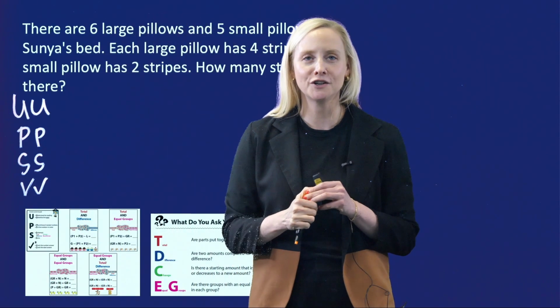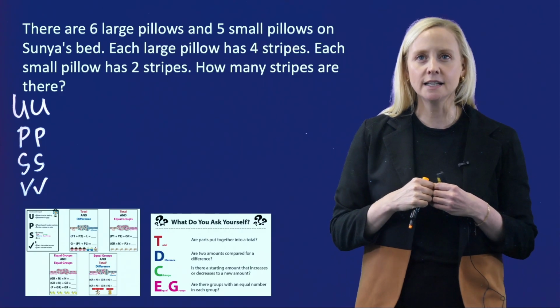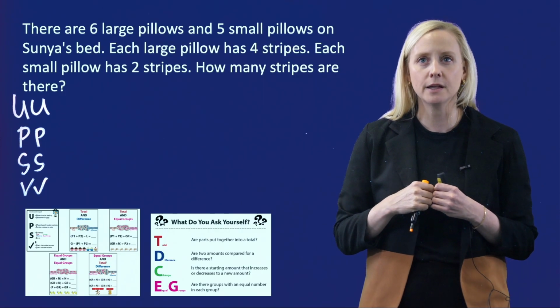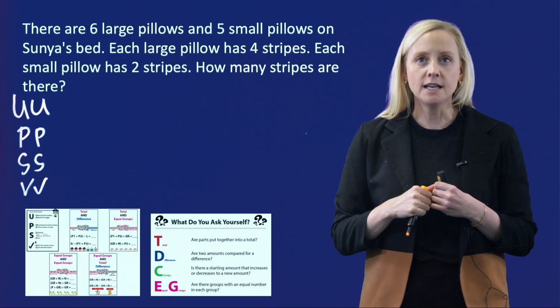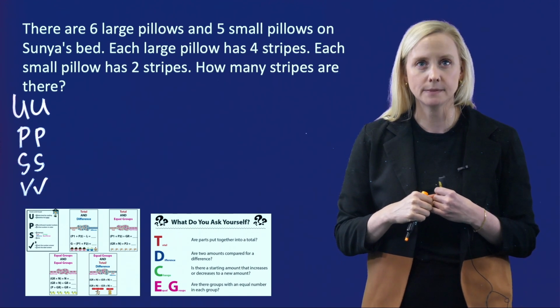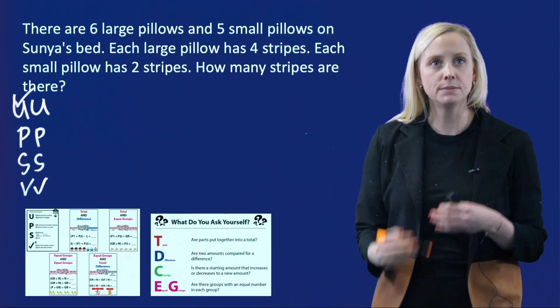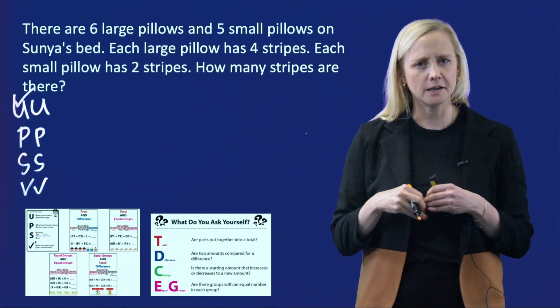The U stands for understand by reading, so I'm going to go ahead and read our problem. This says there are 6 large pillows and 5 small pillows on Sonia's bed. Each large pillow has 4 stripes. Each small pillow has 2 stripes. How many stripes are there? So I'm going to check off my first U because I've understood the problem. I feel pretty good about it.